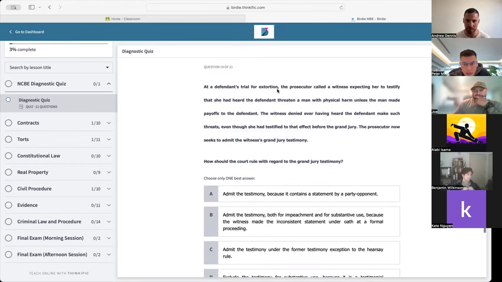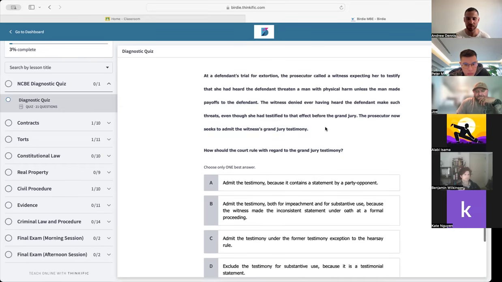So let's see. The prosecutor called a witness who she expected had heard the defendant threaten a man with physical harm unless he made payoffs. The witness denies ever having heard the defendant make such threats, even though she had testified to that effect before the grand jury. Now they want to bring in the grand jury testimony. Okay, so this is a tough one. Usually we're going to bring in prior consistent statements only for impeachment, unless it was made under oath, right? And this was before a grand jury. So because it was made under oath, we can bring it in for impeachment purposes and substantively.